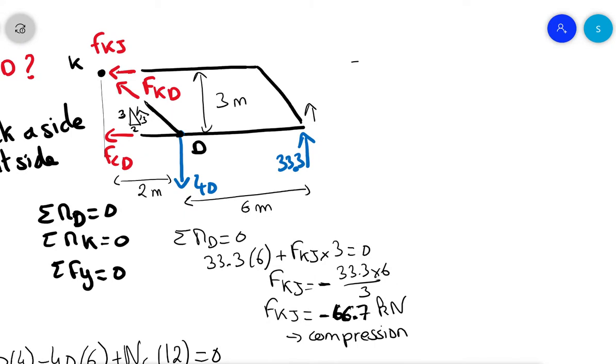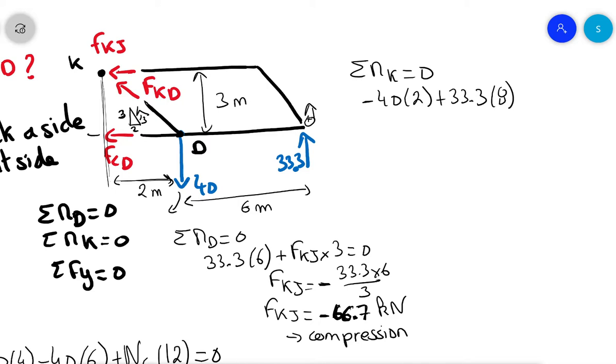Let's do the moment about K. Sum of the moment about K is equal to 0, so that's our point K. Okay, so which forces do we have? We have this one that is rotating in the negative direction, so minus 40 times the minimal distance between the point K and the 40, that's the perpendicular distance, that's the 2, so times 2. This one is going in the plus direction, the 33.3, so plus 33.3, and the distance between this point and K is 6 plus 2 is 8, so times 8.